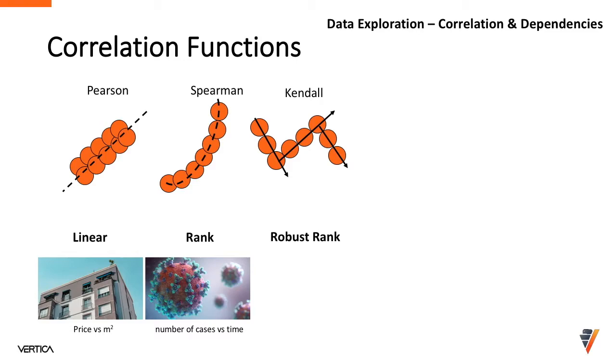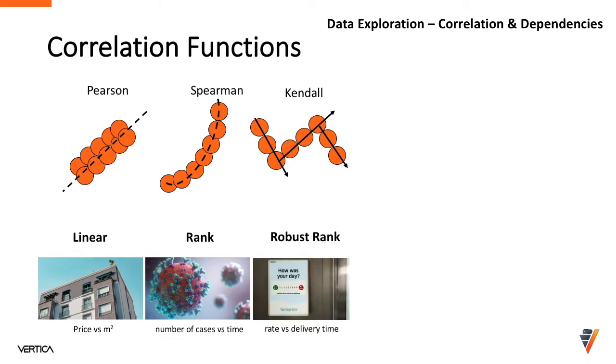It is rank-based, but much more robust than Spearman. An example can be to compute the correlation between the customer's rate and the delivery time. We know that the rate will be better when the delivery happens fast. The data will have multiple similar rates, making the Spearman coefficient inconsistent. Kendall can handle the situation.